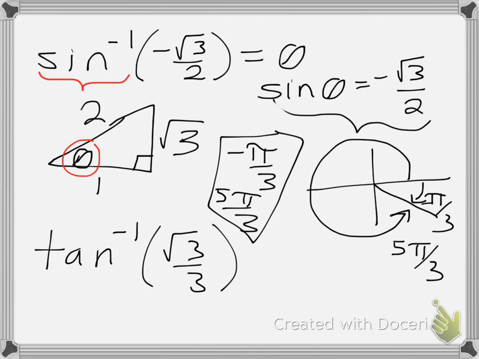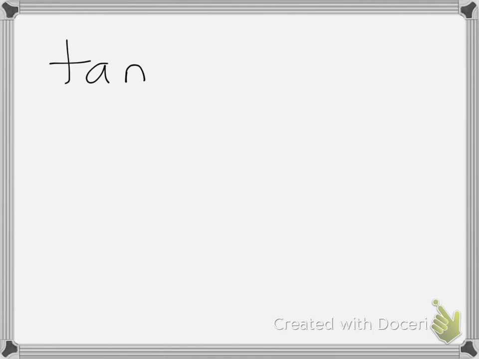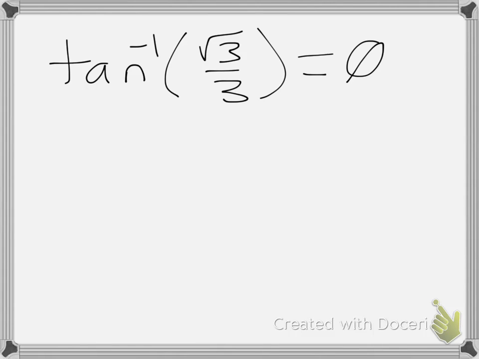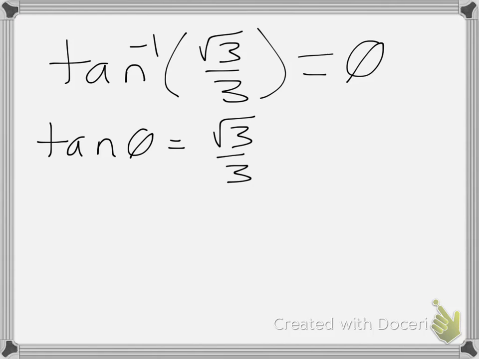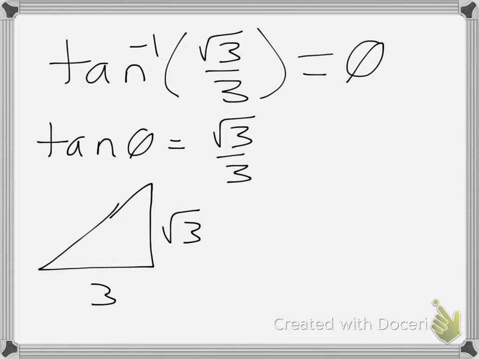Now if I want to do inverse tangent of square root of 3 over 3, let me give myself some more room. So again, this equals some value theta. It's equivalent to saying tangent of theta equals square root of 3 over 3. I can make a triangle. Opposite over adjacent. So square root of 3 and 3. Now use my Pythagorean theorem. This would be square root of 12, or if I reduce it, 2 square root of 3.